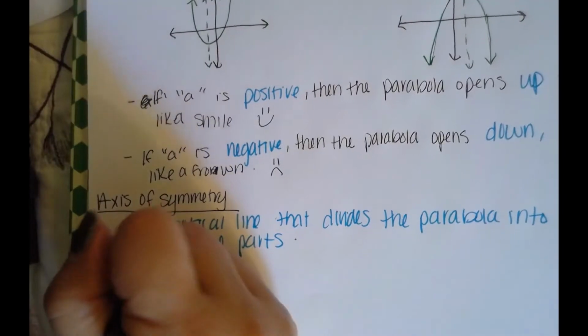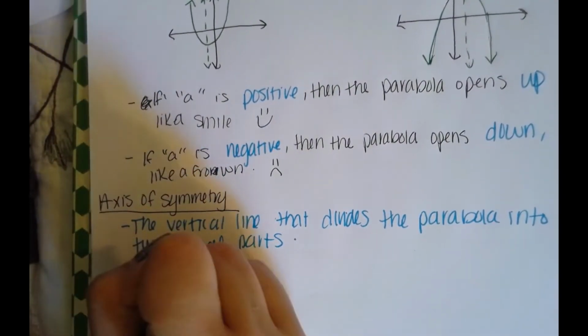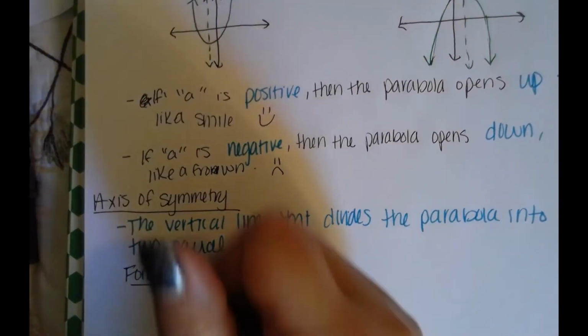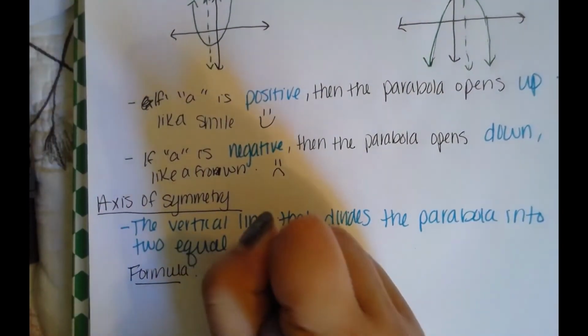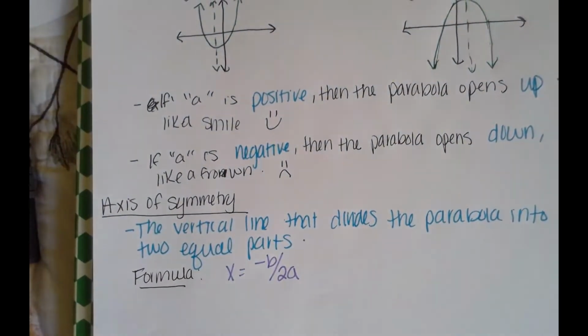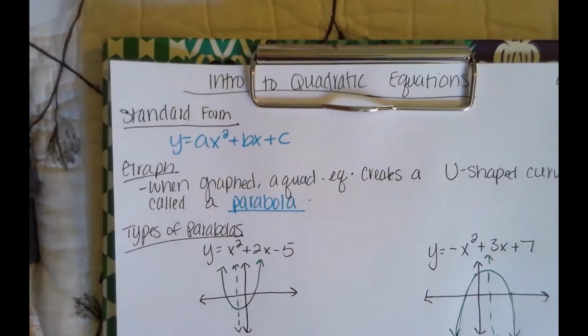So the formula for that would be that x equals negative b divided by 2a. The a and the b are going to come from your equation. The a is going to be the first term, the b is going to be the second term. The first number and the second number are the two that we're going to use to find the axis of symmetry.